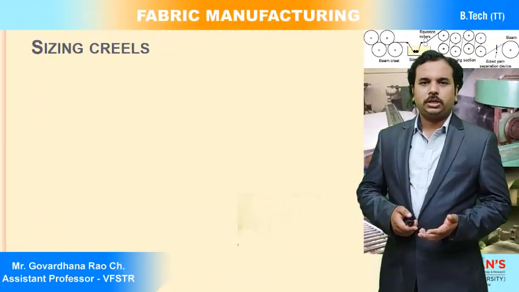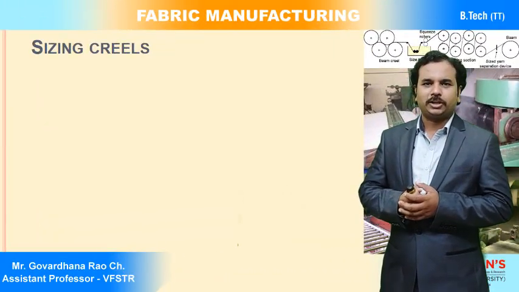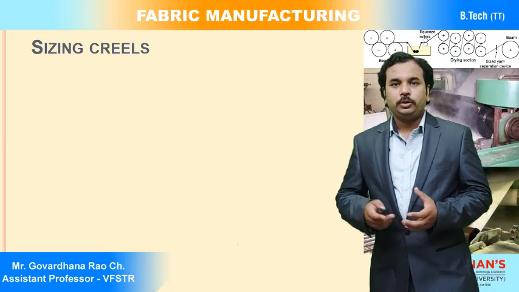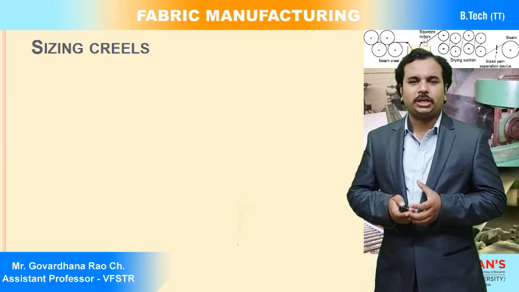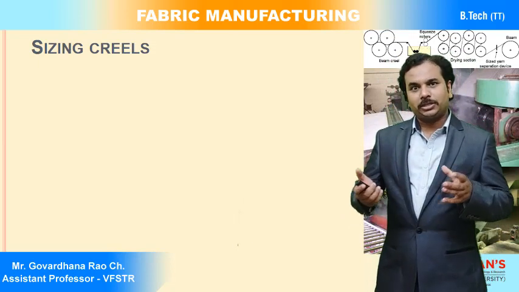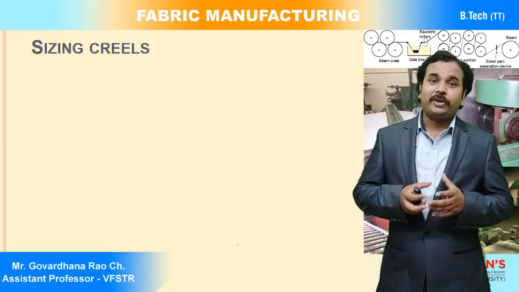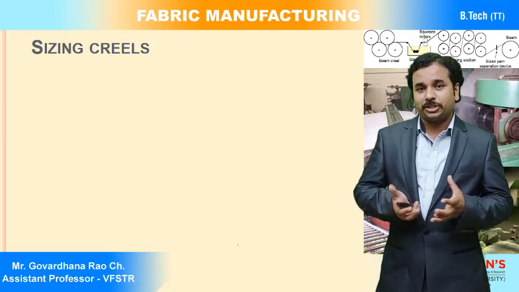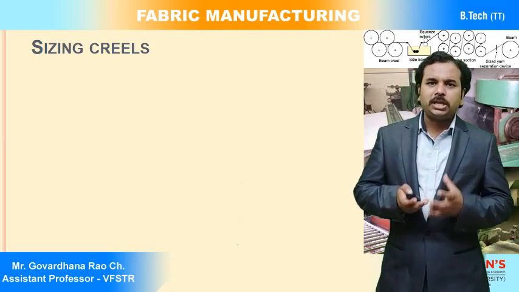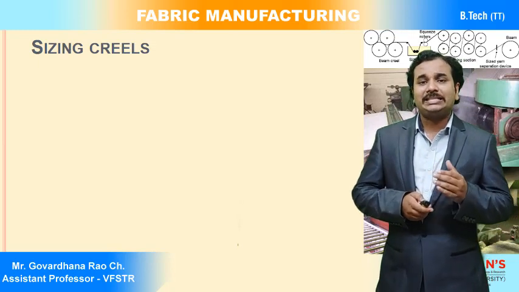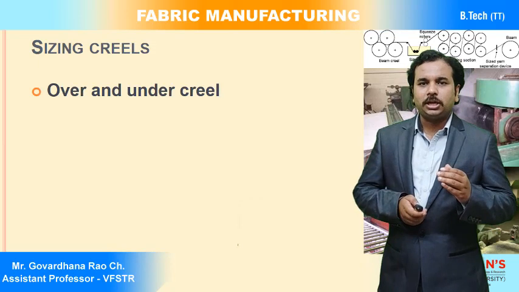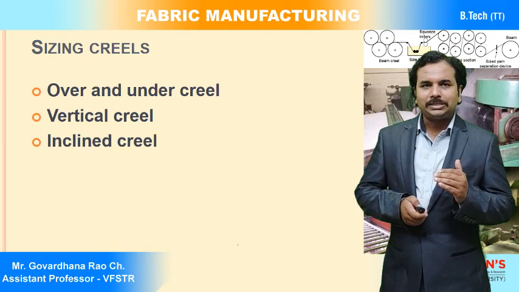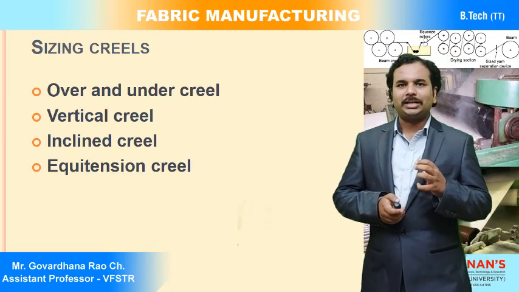Let us look at the individual zones. The first one is sizing creels, or the creel zone. There are different types of creels used in the different types of sizing machines. You can see here what the different types of sizing creels available are: over and under creel, vertical creels, inclined creels, and equi-tension creels.